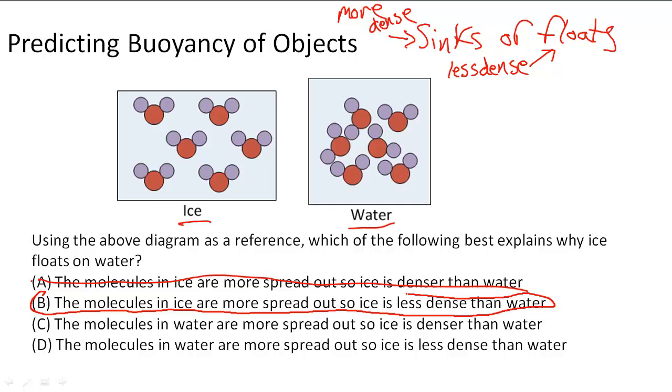Both C and D mention that the molecules in water are more spread out, which we can see from the picture is not true. So C is out of the running, and so is D.